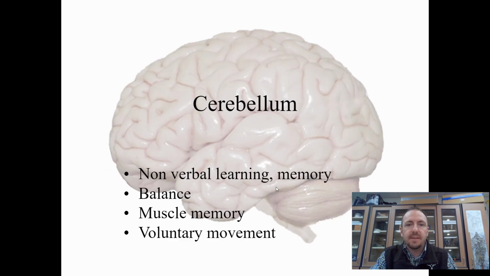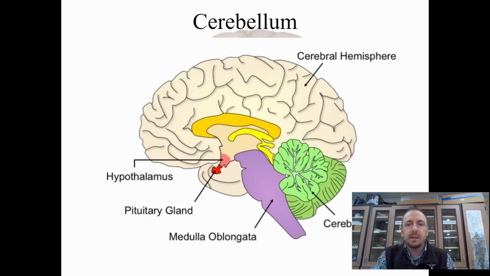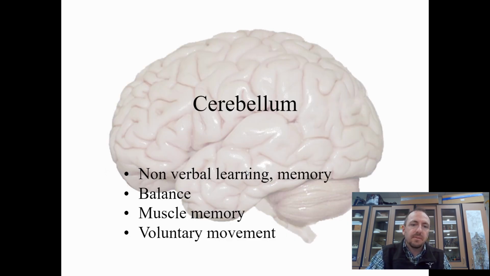And next we have that cerebellum. That cerebellum is this big green spot right here on the base of the skull, in the back of the skull. So what does it do? Well, it's for nonverbal learning and memory. It's balance and muscle memory. If you're an athlete, you remember plays easily because you practice it over and over and over again. If you're a musician, you practice those notes over and over and over again. I can't tell you the last time I rode a bike, but I can guarantee you that if I got on a bike, I could ride it because of that muscle memory. And that's going to help with my voluntary movement as well.